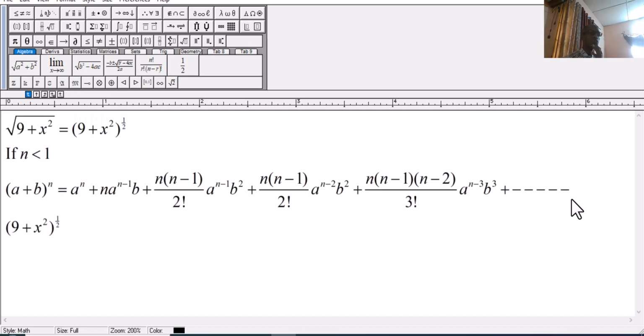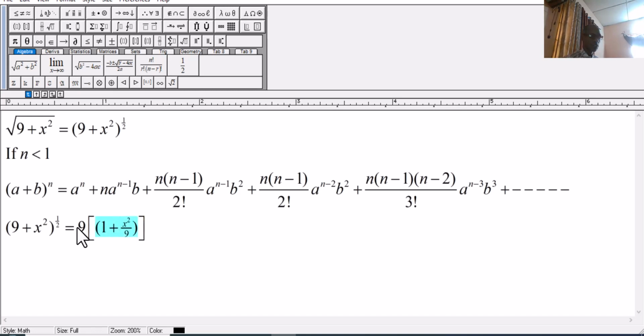Now, the first thing you need to do is to ensure that this 9 becomes 1. You're going to see how I turn this 9 into 1, because it will help us in simplifying the problem. It's important you turn the first term there to 1. If it's not 1, find a way to force it to become 1. So I'm factorizing 9 out. That will be 1, and this will now be x squared over 9, all raised to the power of.